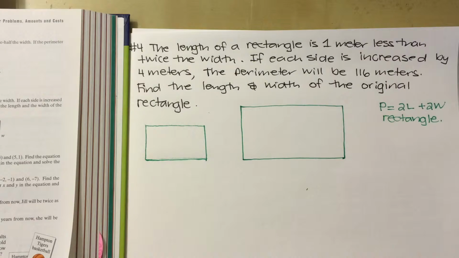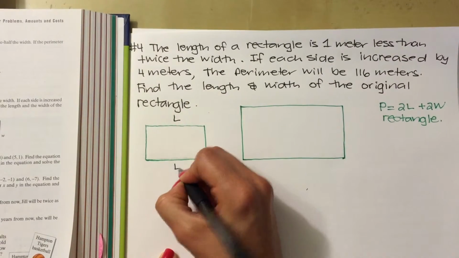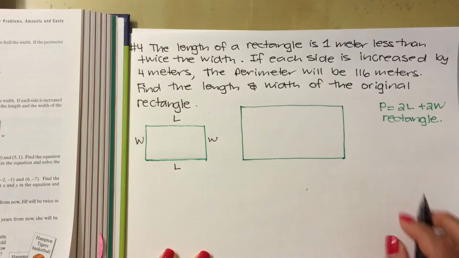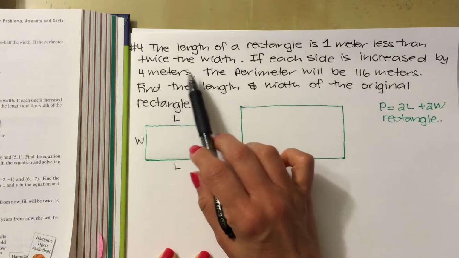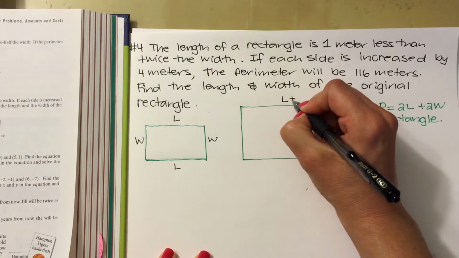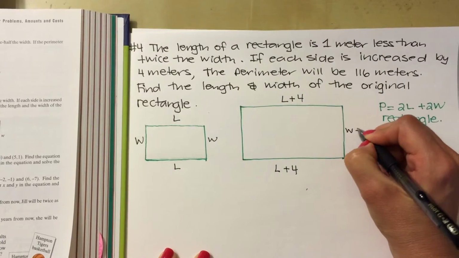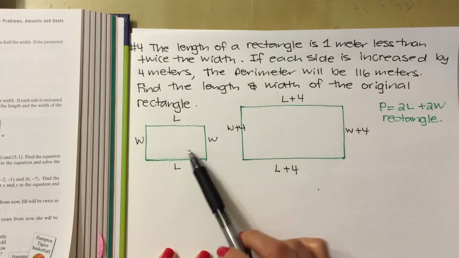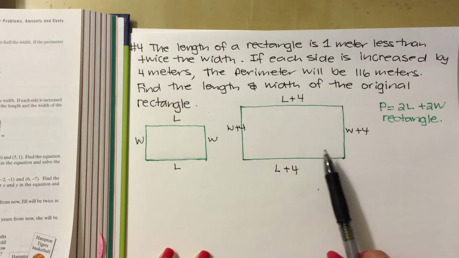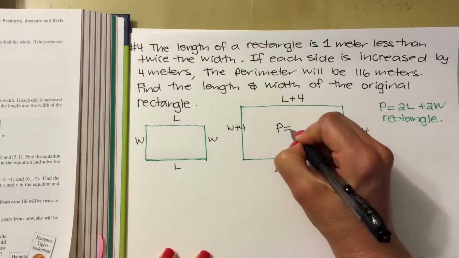Okay, so basically what's happening is that we have two rectangles. For a rectangle, you've got your length, width, and width. And then I have this second rectangle because it says if each side is increased by 4 meters. So L plus 4, L plus 4, W plus 4, and W plus 4. So basically I take each of these sides, add 4 to them. I know the perimeter of the larger one. The perimeter is 116 meters.